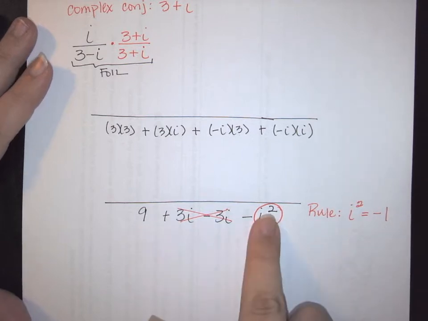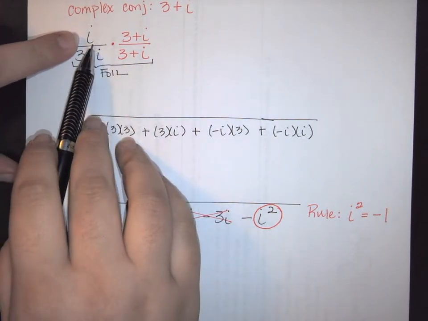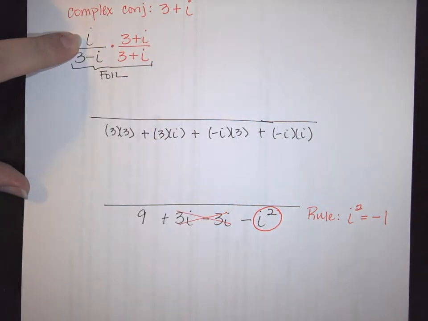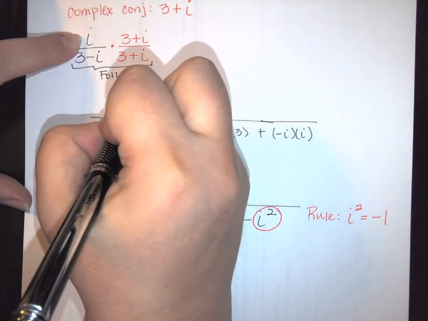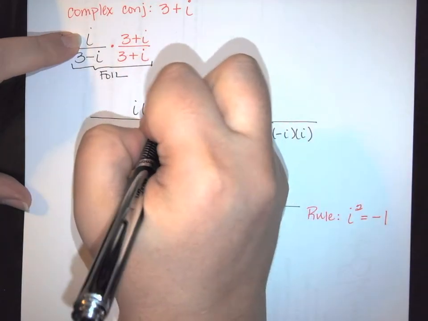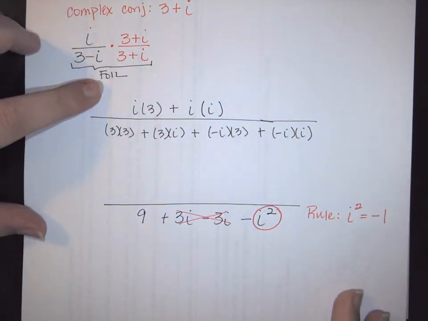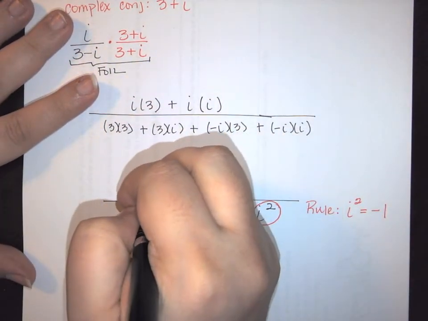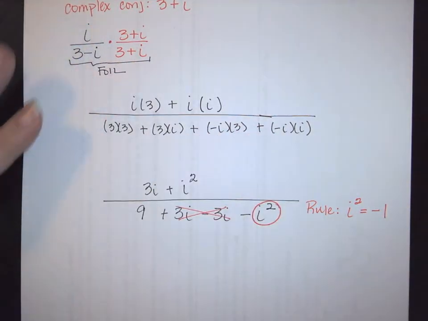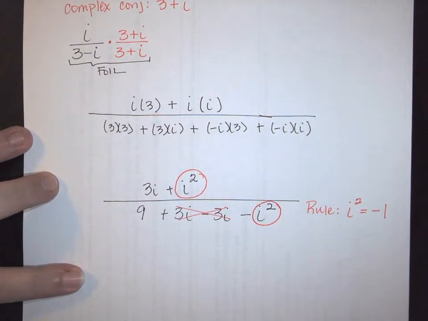Because of that, the I's go away, so what we need to do is work on this numerator piece. My numerator says I have to distribute, and I'm going to distribute my I through that parentheses. So this is going to become I times 3, and then we're going to add this to I times I. So when we reduce that down, this becomes 3I plus I squared. Now again, we have this rule. So this is an I squared that also has to be replaced.